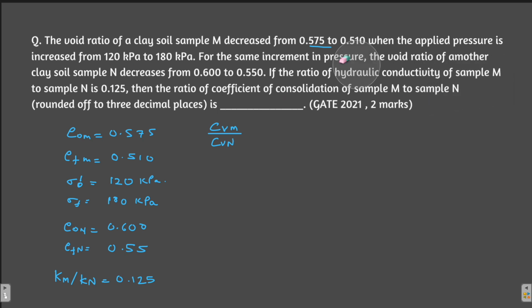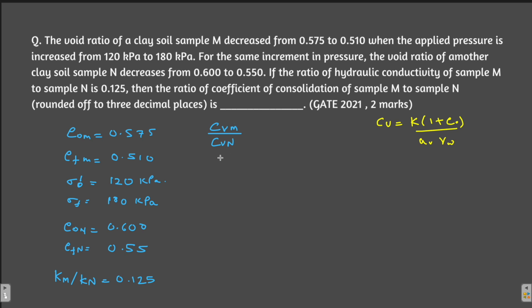Now, in my lecture, I have already told you what is coefficient of consolidation and what is the expression of that. If you haven't gone through that lecture, the link is in the description box or in the information tab. You click on that tab and you will get the link. So kindly go through that lecture. What is coefficient of consolidation? CV is equals to K into 1 plus E naught by AV gamma W, right? We will be using this expression in order to find the ratio of CV M to CV N. So let me write it down.